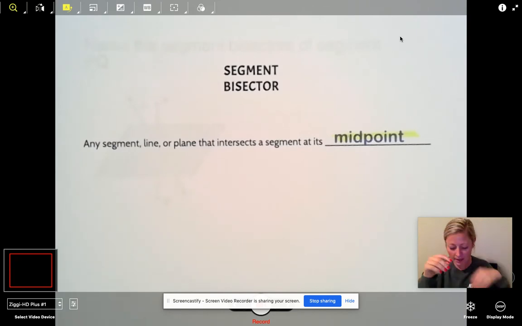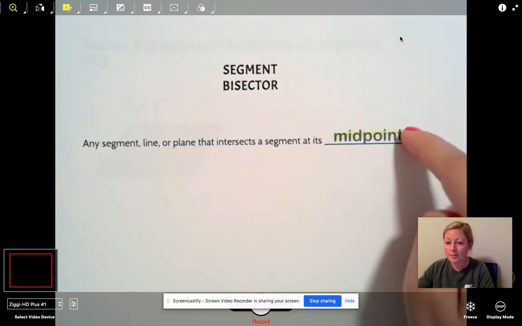And a way to remember that, think of like a bicycle. How many wheels does a bicycle have? Well, it has two. Think of bifocals, those are glasses, like old people glasses. How many lenses do those have? Two. So a bisector is cutting something into two. It splits it into two. And where does that happen at? It happens at the midpoint.